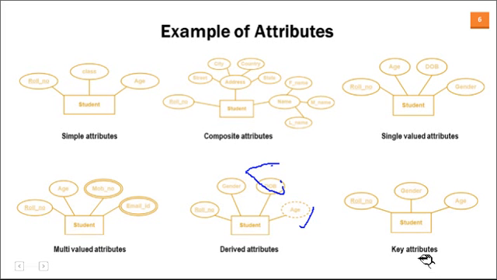Next one is key attribute. Key attribute uniquely identifies my tuple, that is our roll number, and it will be represented by underline. Fine. I hope I am clear here.